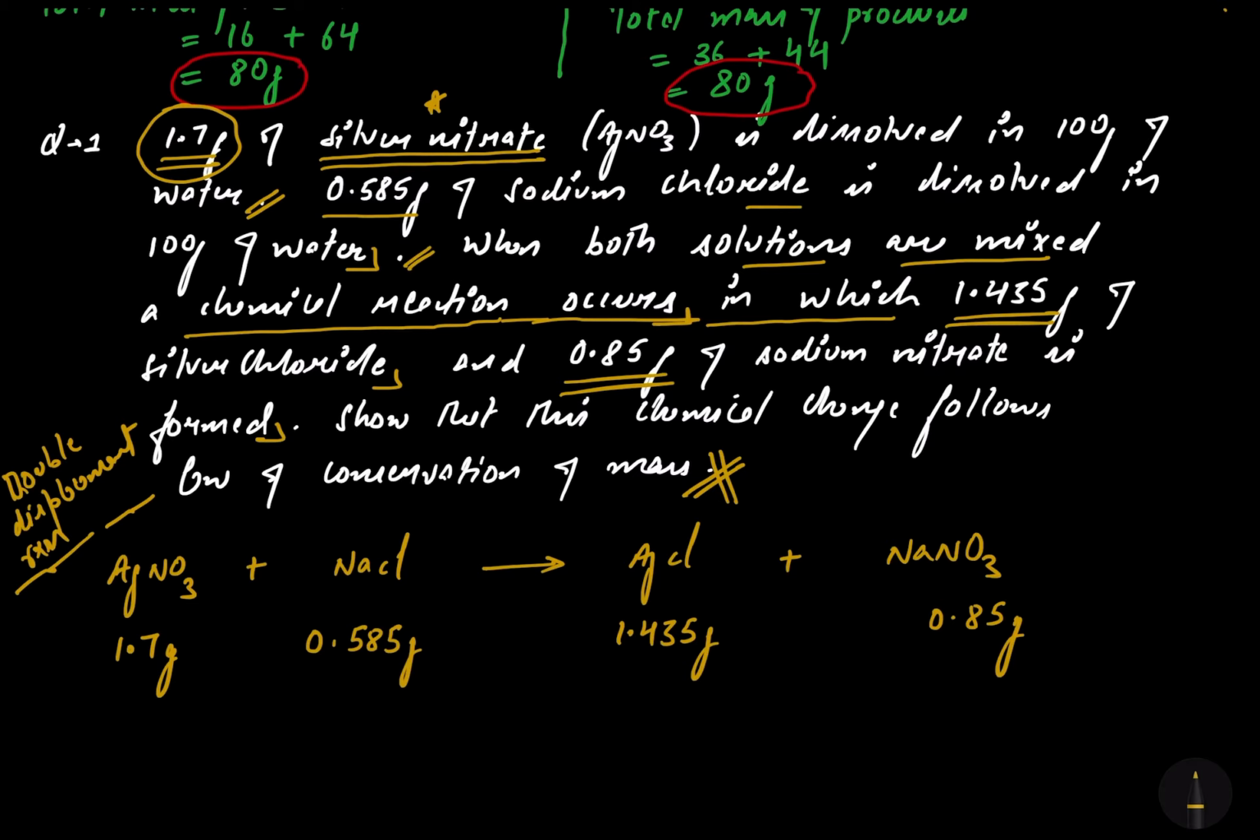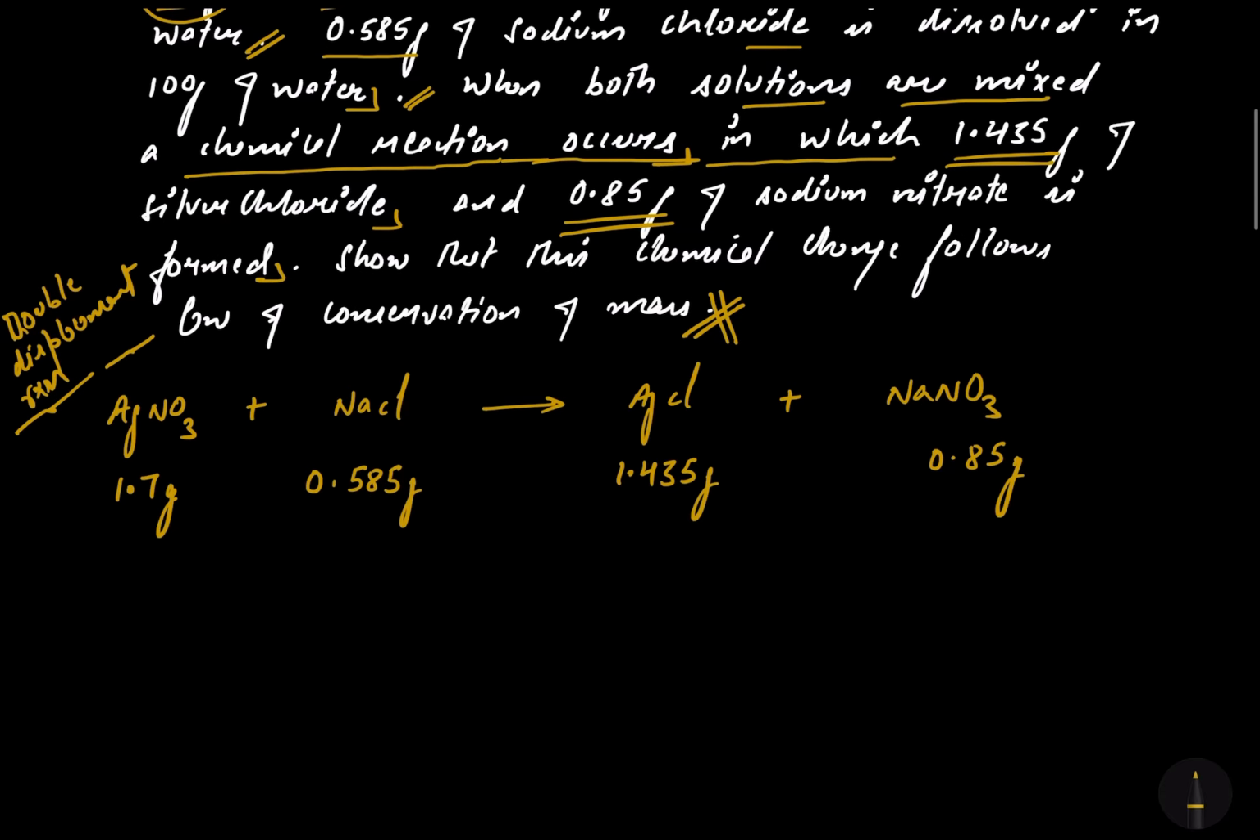So let us check. We are having 1 Ag on both sides. Okay. We are having 1 NO3 negative ion on both sides. Yes. We are having 1 Na on both sides. Yes. And we are having 1 Cl on both sides. Yes. This reaction is totally balanced.